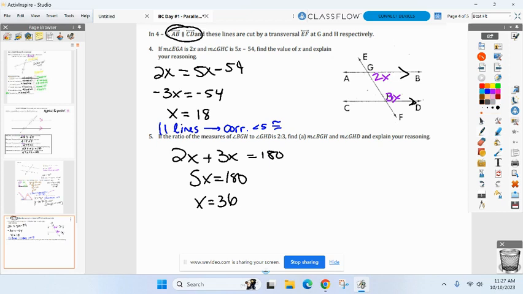You get 36. Then this one, unlike number 4, says now actually find the angles. And explain, which we will in a second, but let's find the angles first. So go ahead, plug in 36 into 2x and 3x. And what do we have there? 72 degrees and 108.